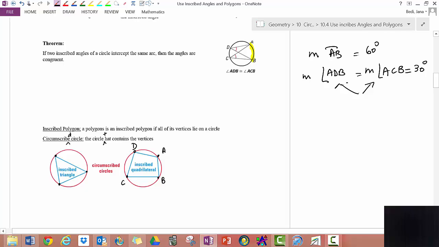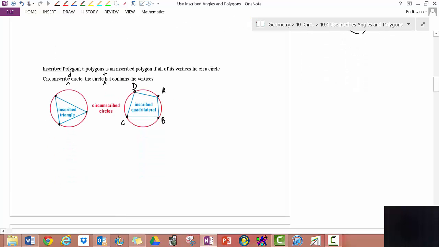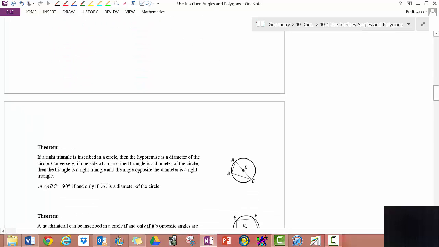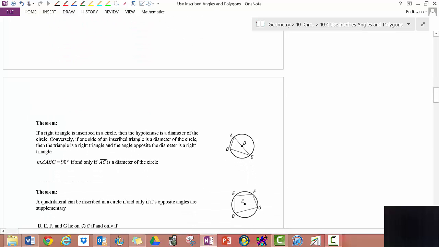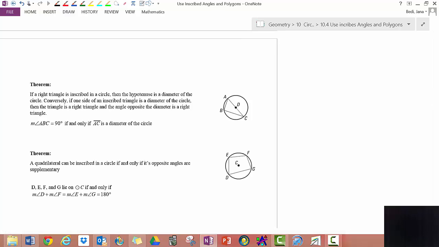And you will soon see, you know that the sum of the interior angles of a triangle is 180. And the sum of the 4 angles of a quadrilateral is 360. And that was just a freebie thrown in there.